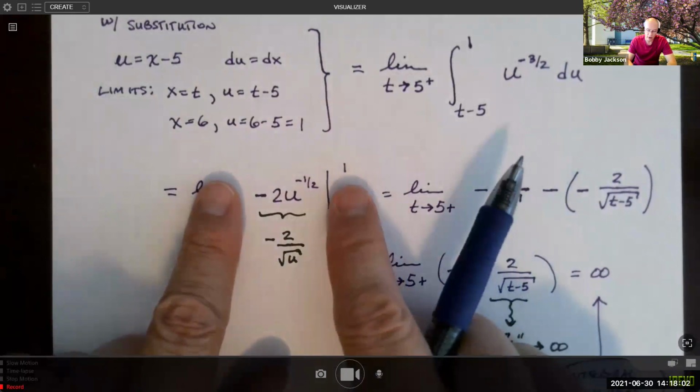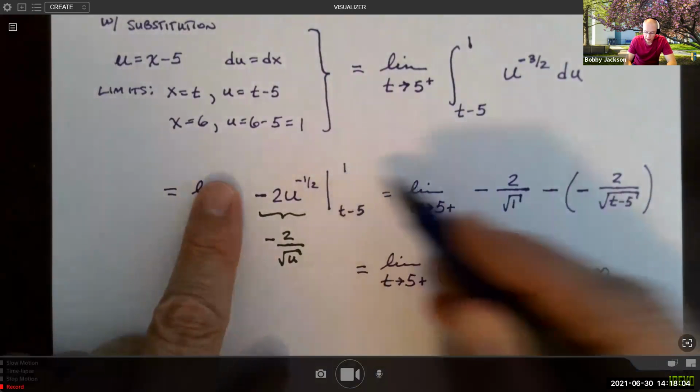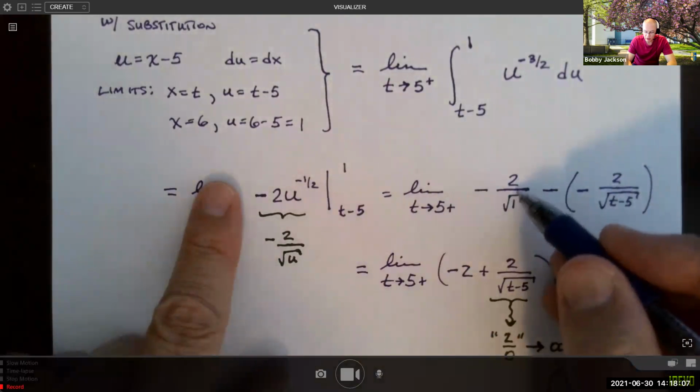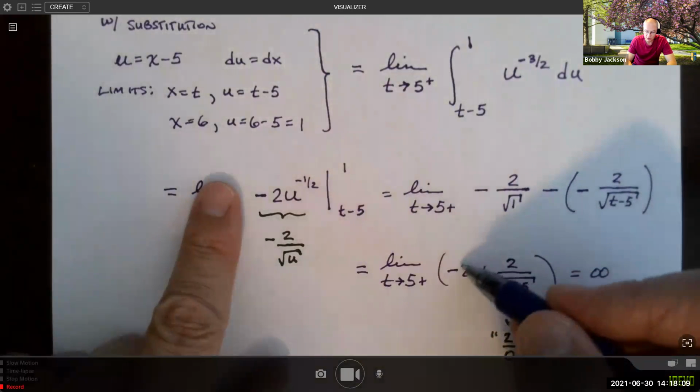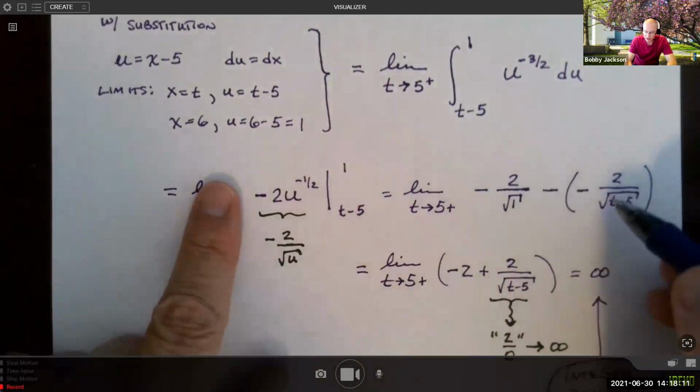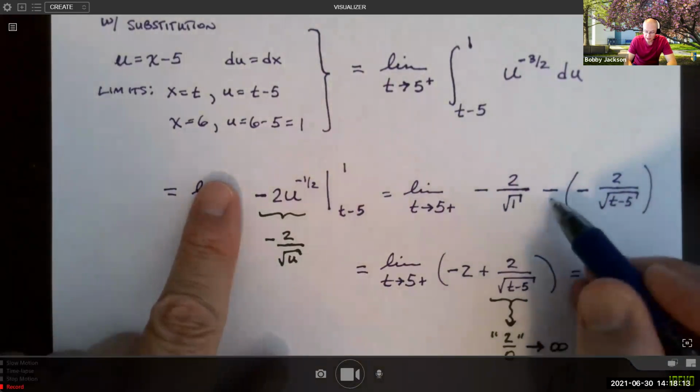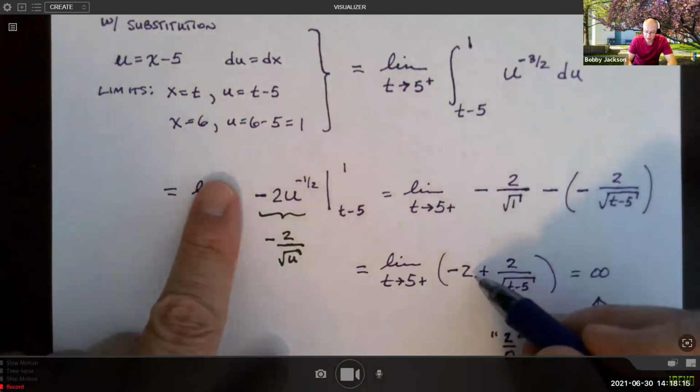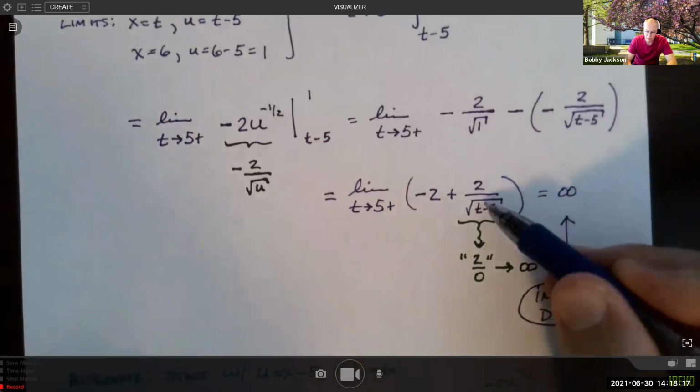So now I evaluate it at 1, and I get negative 2 divided by the square root of 1, which of course will be just negative 2. And then at t minus 5. Be careful here because it's minus a negative, that becomes positive: 2 over the square root of t minus 5.